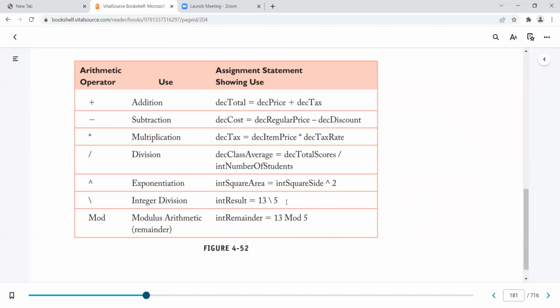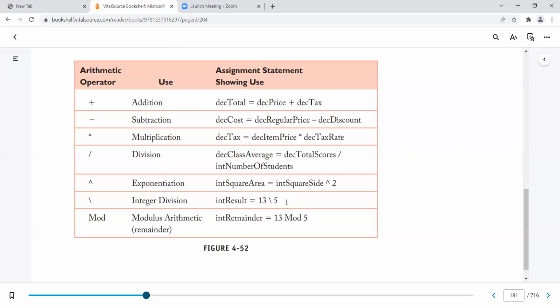Remainder. Okay. If you want to understand the remainder idea, you have to perform long division instead of using your calculator. Okay, because you cannot get this by using your calculator. Like 13 divided by 5. What is the remainder? Remainder is 3.